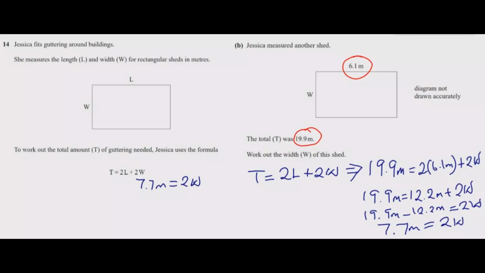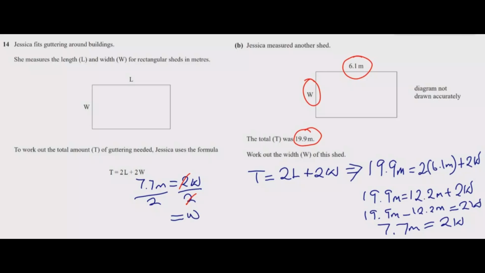We need to find the value of W alone. That means we need to divide the answer we have gotten by 2. So we divide both sides by 2. When we do that, the 2 here and the 2 here will cancel each other out, leaving us with W.